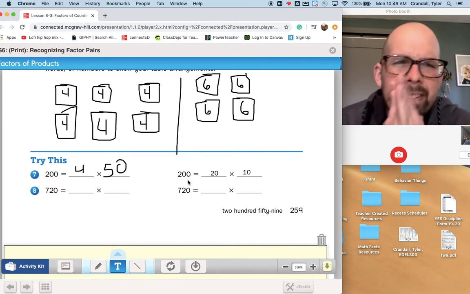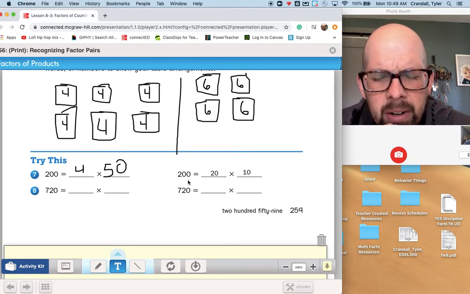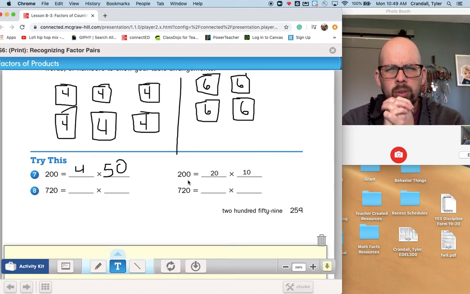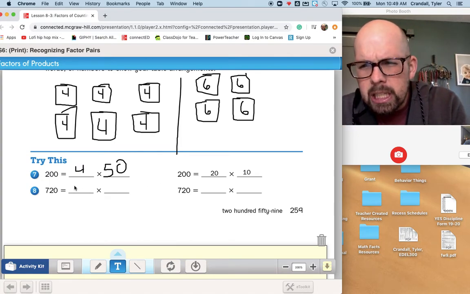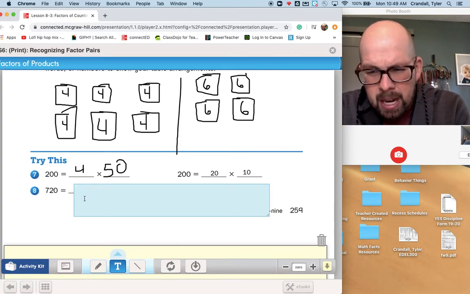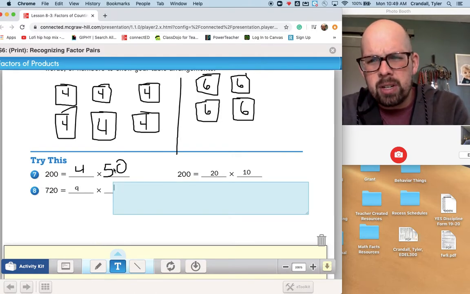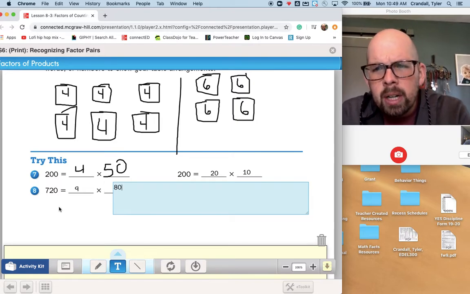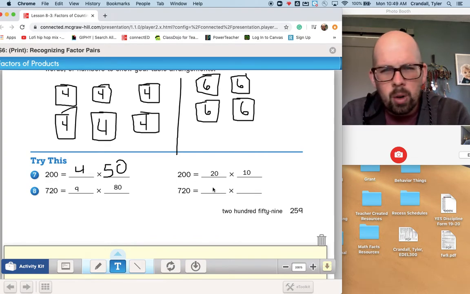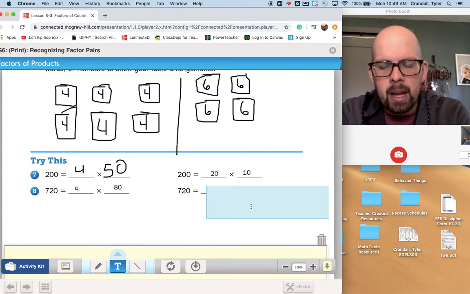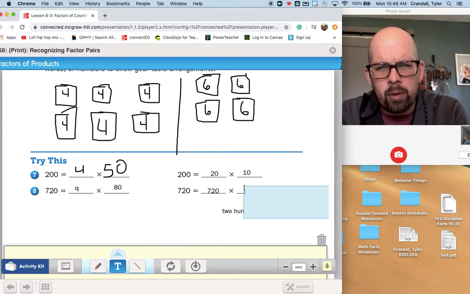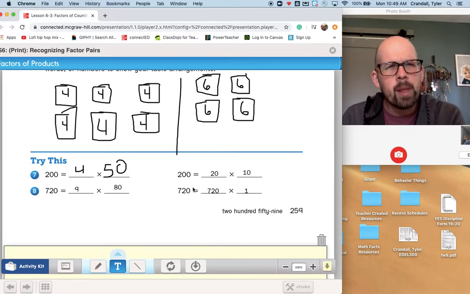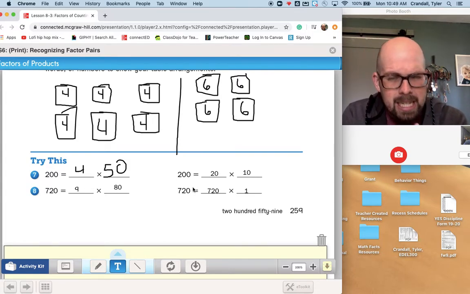720. Ooh, what fact do I kind of know that looks like 720? Those would be things that would equal 72. So let me do 72. I know that 9 times 8 equals 72. So I'm going to say 9 times 80. Whoops, not 30. 80, home row. 9 times 80 equals 720. Or, man, let's say I get paid $720 per week and I work for 1 week. That would be 720. All right, so that was your factors of products practice. And then we're going to do some math boxes in our next video.